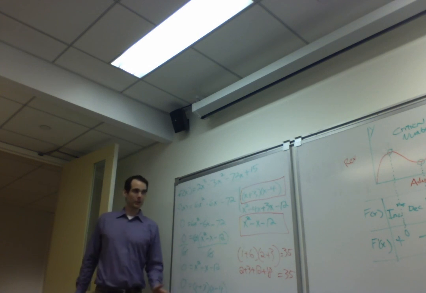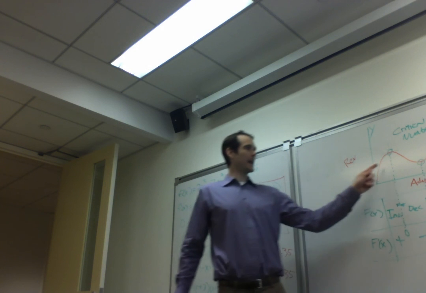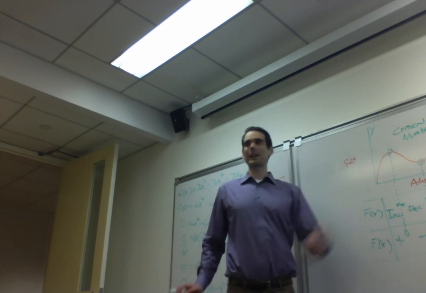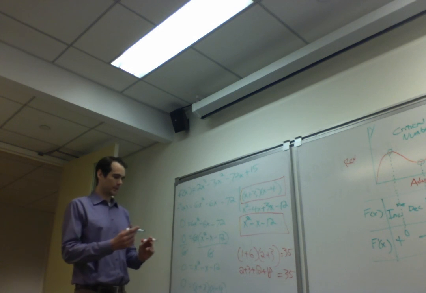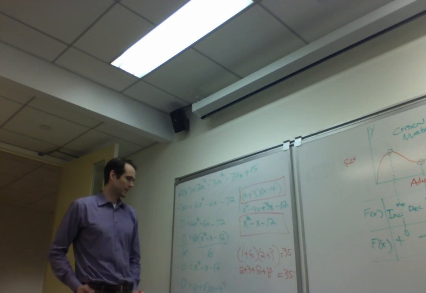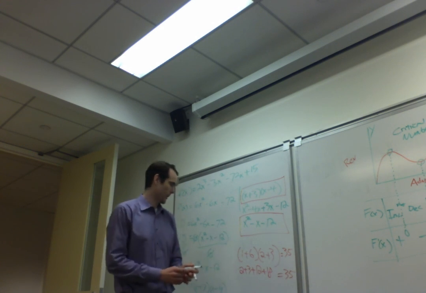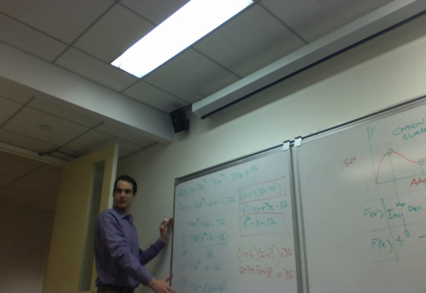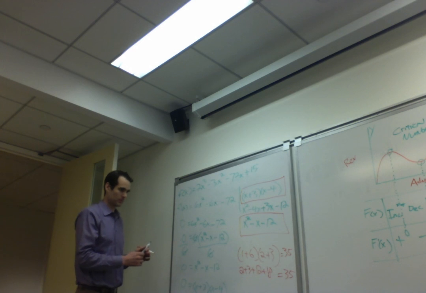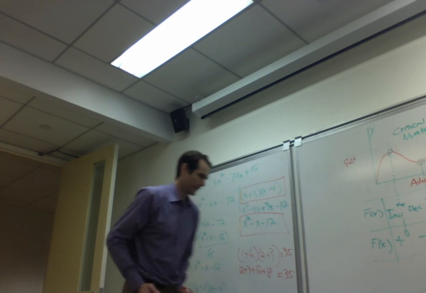The next thing I need to do is determine what's happening on either side of those critical numbers. So let's do it. Let's think about the interval here. Can I erase this part, this half part here? Better not. All right, I'll leave it up for a minute.